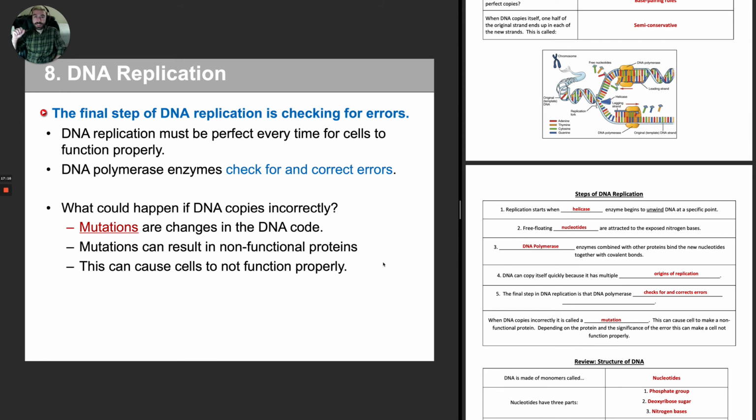And so DNA polymerase both joins things, makes the polymer, but it also then checks for errors. It's kind of like its own spell check. And so if DNA copies incorrectly, we call that a mutation, or a change in the DNA code. And so this can cause all kinds of things to go wrong. It could, depending on the mutation, cause no problem, but it could also cause huge problems as things are misfolded or made too much or made not enough, or just any number of issues. And we'll talk more about mutations and the different kinds and the different implications later next unit.